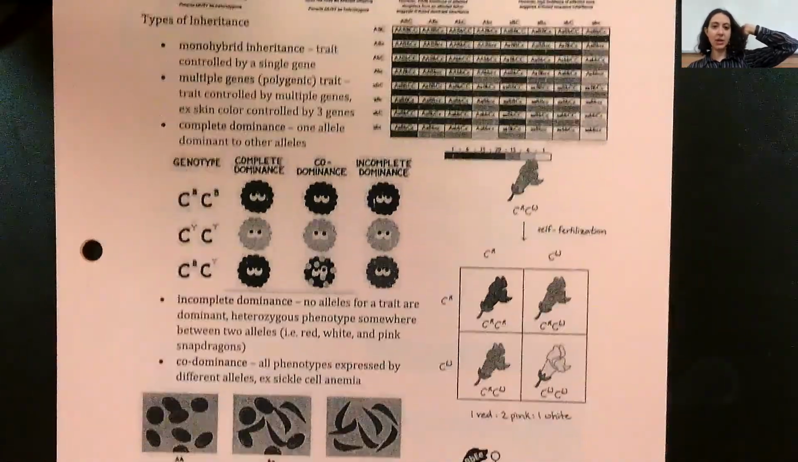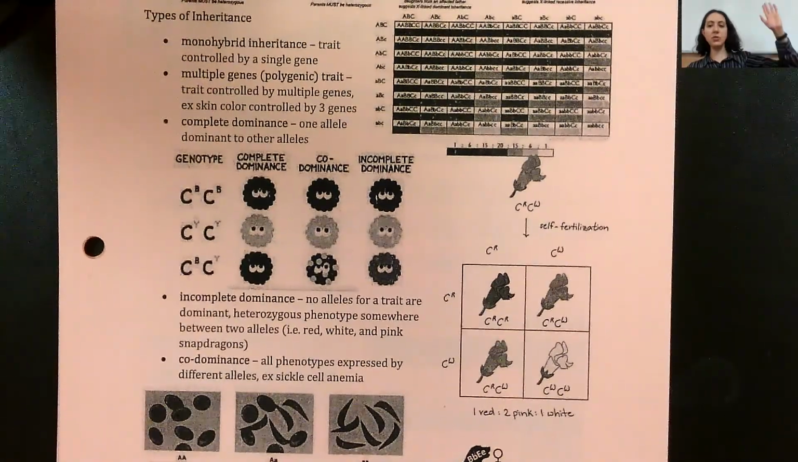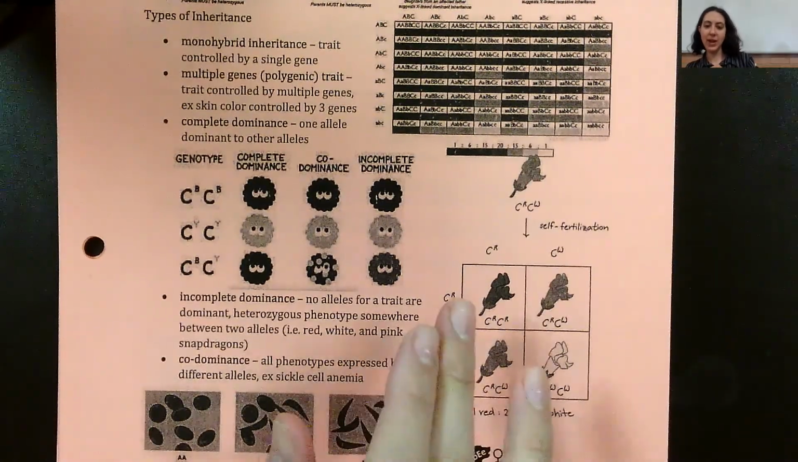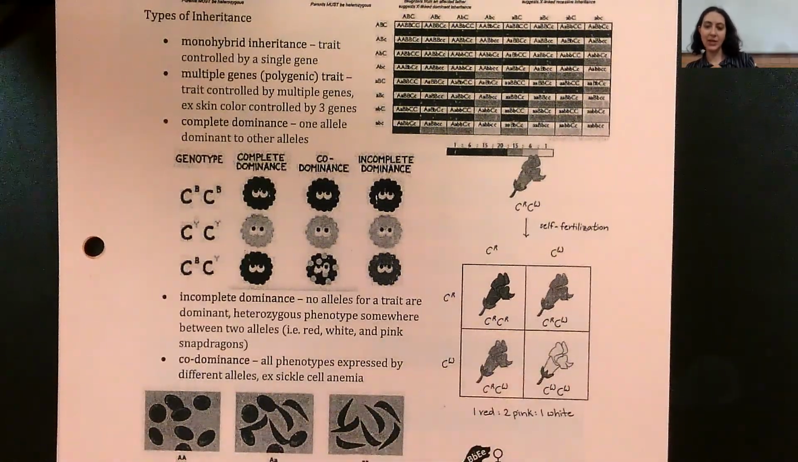Incomplete dominance is where the two traits mix. A great example of that is these snapdragons. You have red and white snapdragons. The red is dominant, the white is recessive, but a heterozygote is actually pink. So both traits show up and they blend together. You also have codominance, and codominance, let me see, hold on.